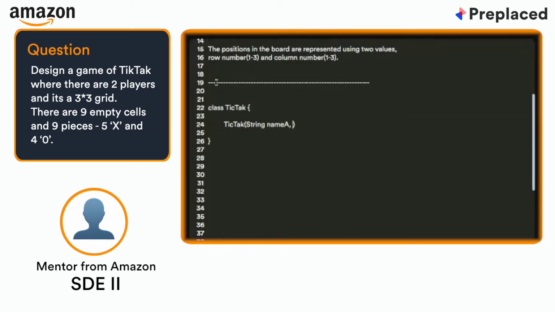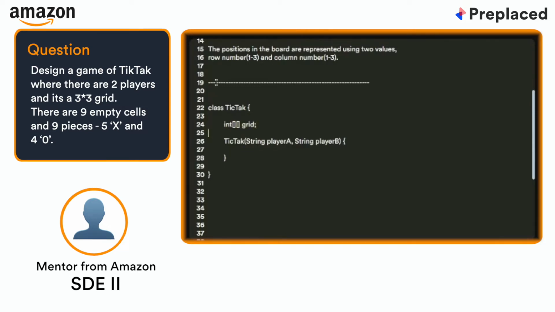So string player A, and string player B. I'll be taking two parameters, player A and player B, the names basically, and I will be printing their names when that particular player wins. I will be creating my grid as well.